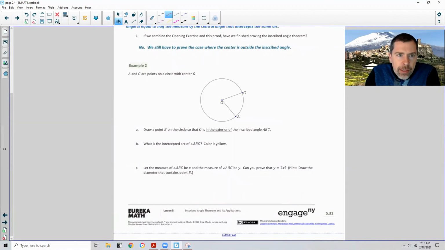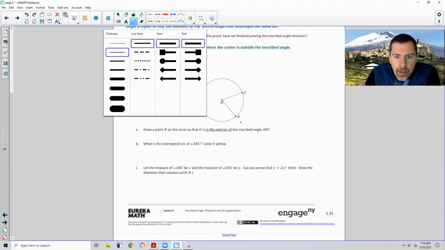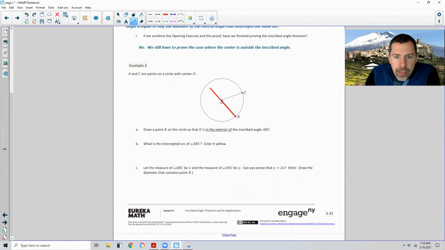Well, what does that mean? Let me just draw real quick diameters just to explain this. If I drew a diameter A through O to the other side, and a diameter C through O to the other side, if I pick a point over here and put B anywhere here, then O will be in the interior. So I've got to be either up over here or down over here.